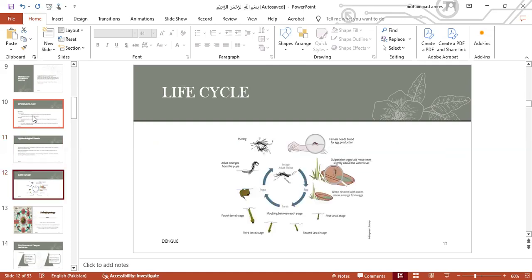Now, moving on to the life cycle of this virus, we'll see that the female mosquito needs blood for egg production. These eggs are then laid most times slightly above the water level, which explains the need for water for replication and production. When covered with water, larvae emerge from the eggs. Then the first, second, third, and fourth larval stages occur. In these stages, molting occurs, which means the larva sheds its skin for growth. Then it is converted into a pupa, and that pupa results in the formation of an adult. These adults mate, and then the cycle continues.